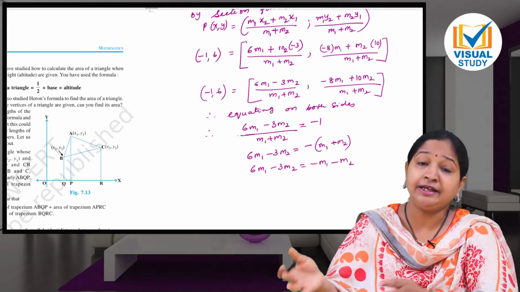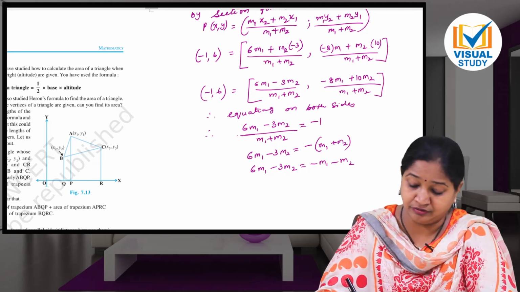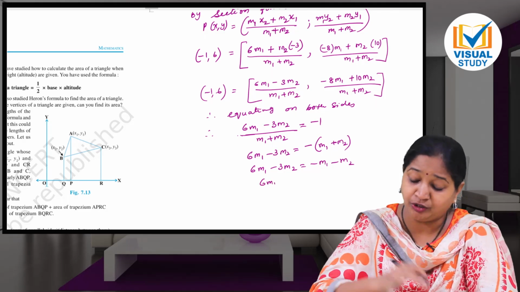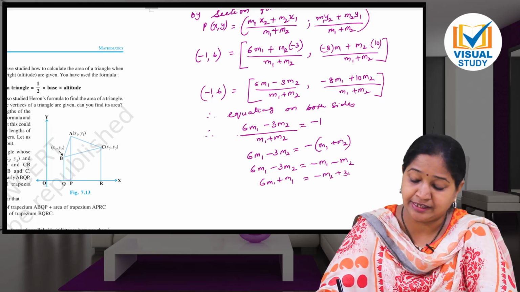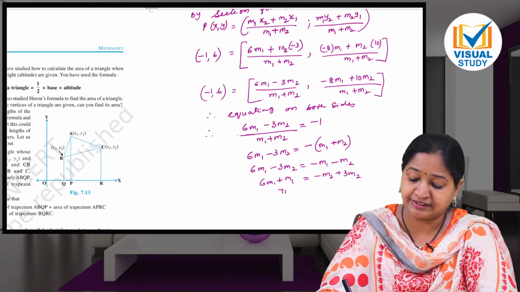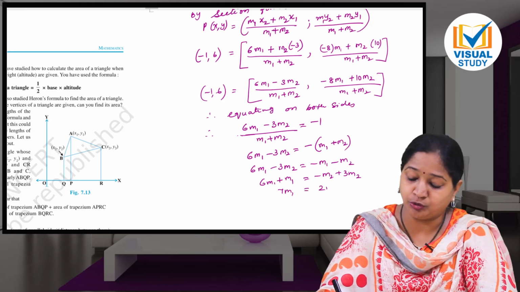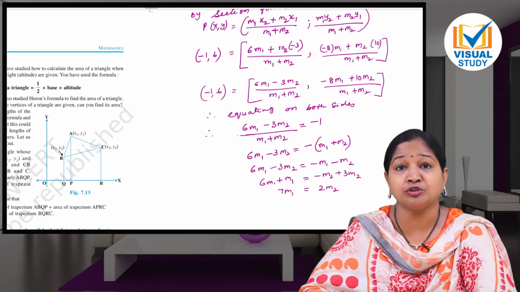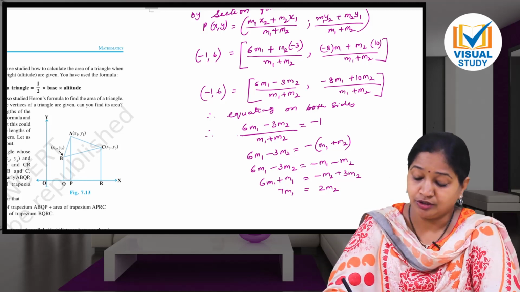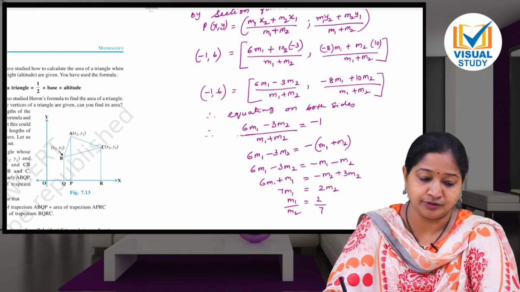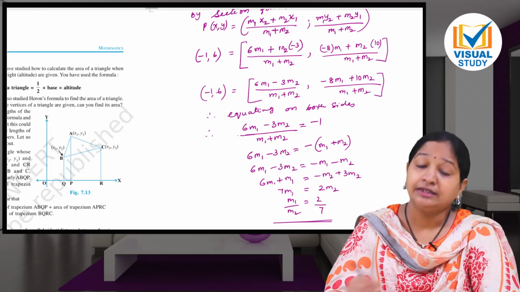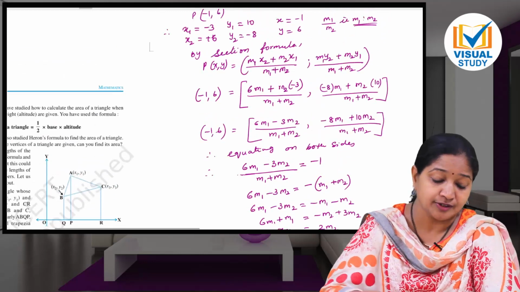Bring m1 to the right hand side and m2 to the left hand side. So it will become 7m1 = 2m2. Now what is a ratio? That is m1 upon m2. So you can write m1 upon m2 is equal to 2 upon 7. This is the ratio we have got.